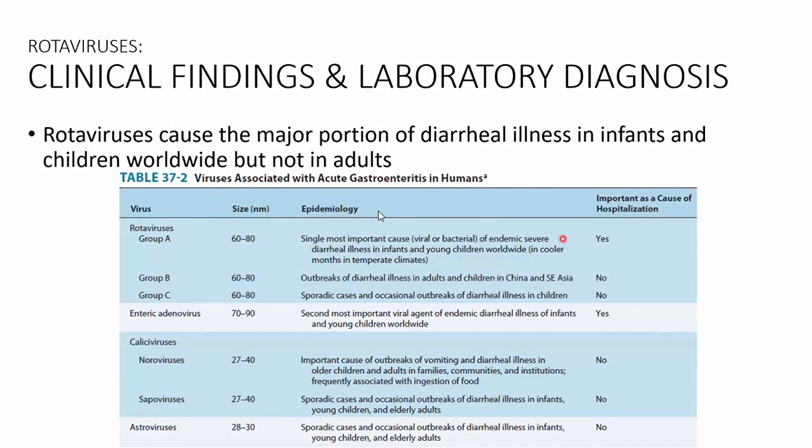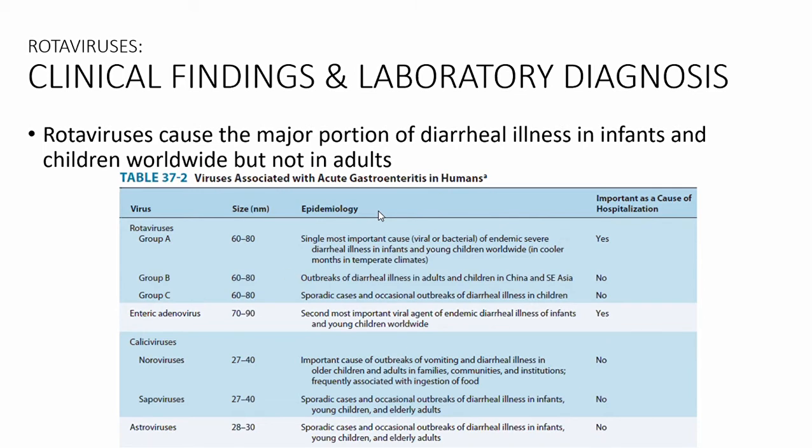Okay. So rotavirus causes the major portion of diarrheal illness in infants and children worldwide, but not in adults. So here we have a table of viruses associated with acute gastroenteritis in humans, which includes rotaviruses A, B, and C, enteric adenovirus, calicivirus, and astrovirus.